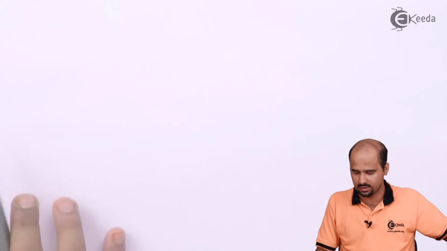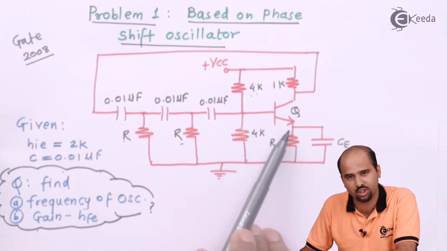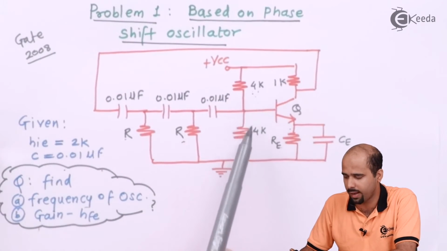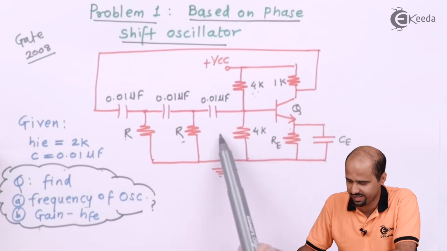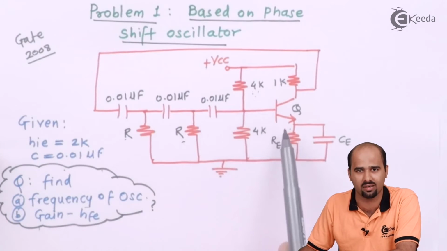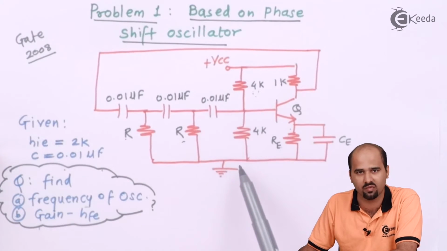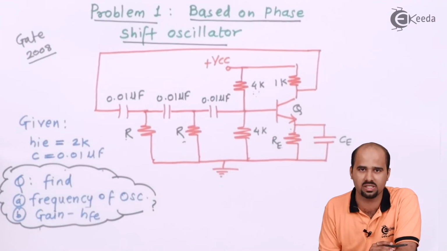I know that at the input side the value of R is nothing but 4K parallel 4K parallel HIE. HIE is 2K, 4K parallel 4K is 2K, and 2K parallel 2K is nothing but 1K. So here itself I get the value of the first R, with the first RC network, and obviously the remaining R values will be identical to the first value of R.